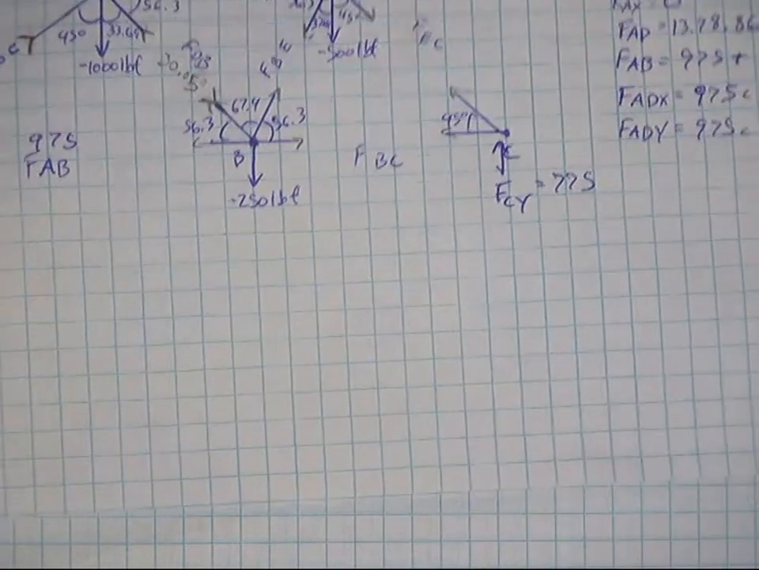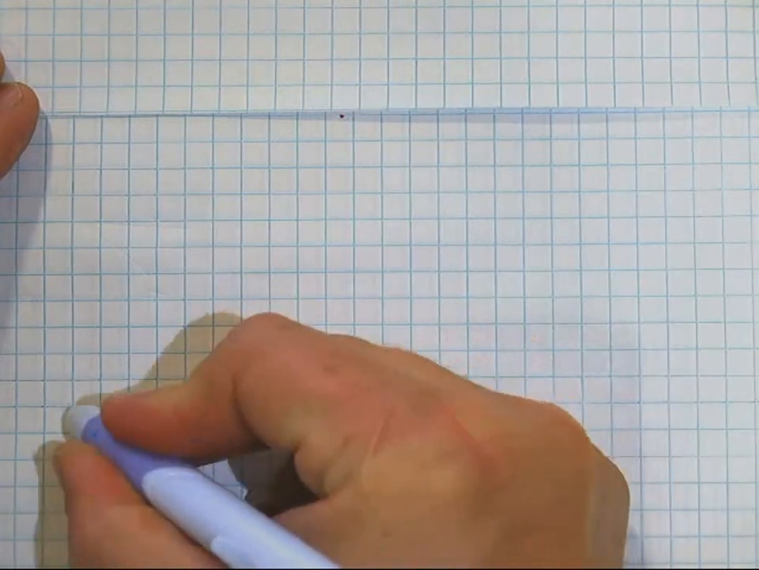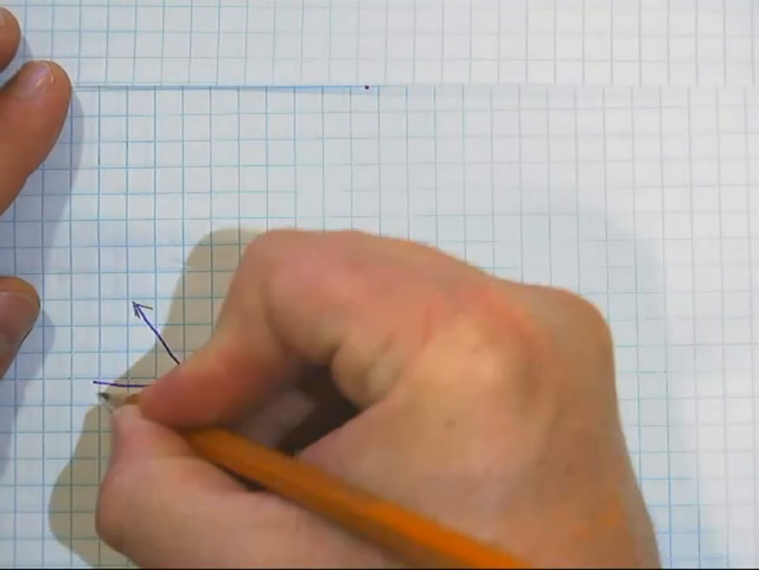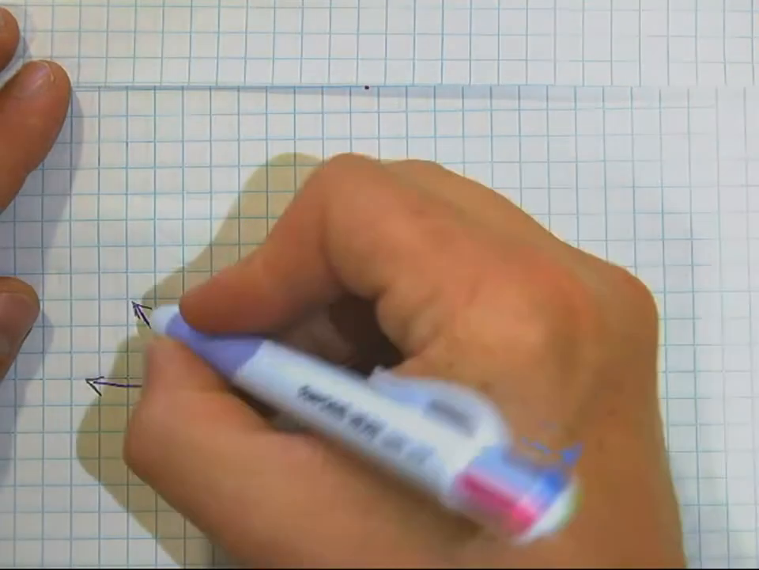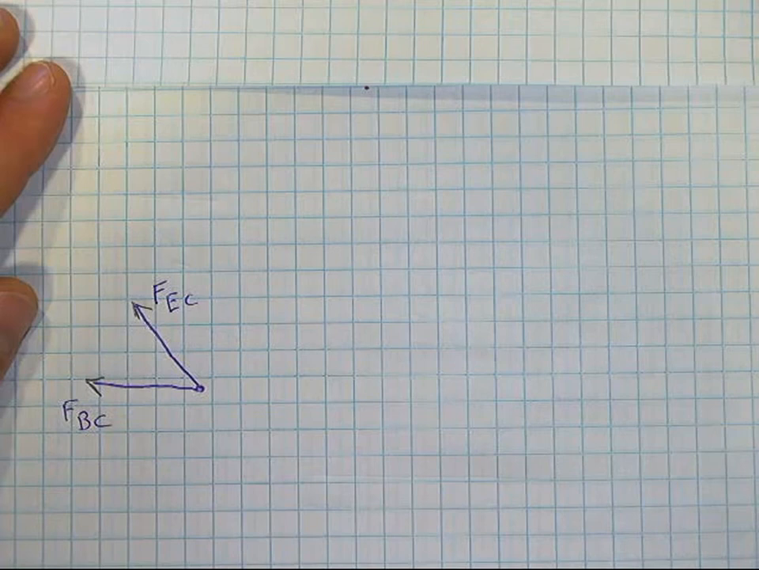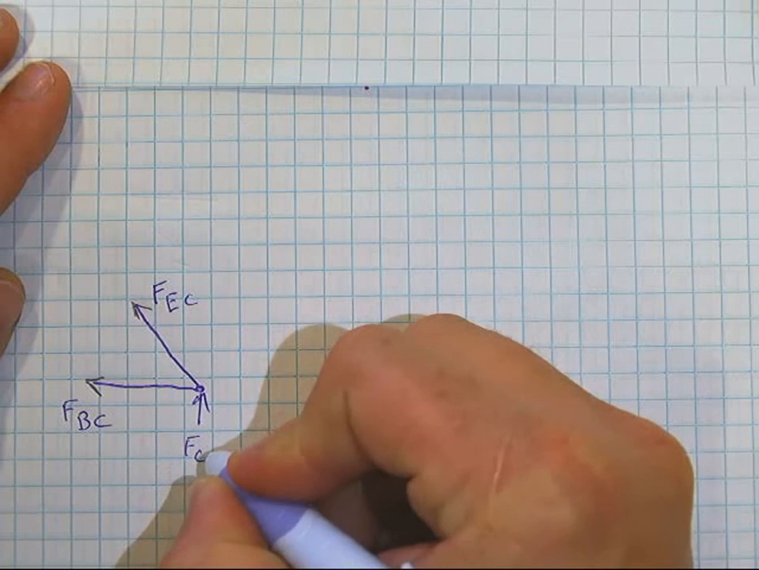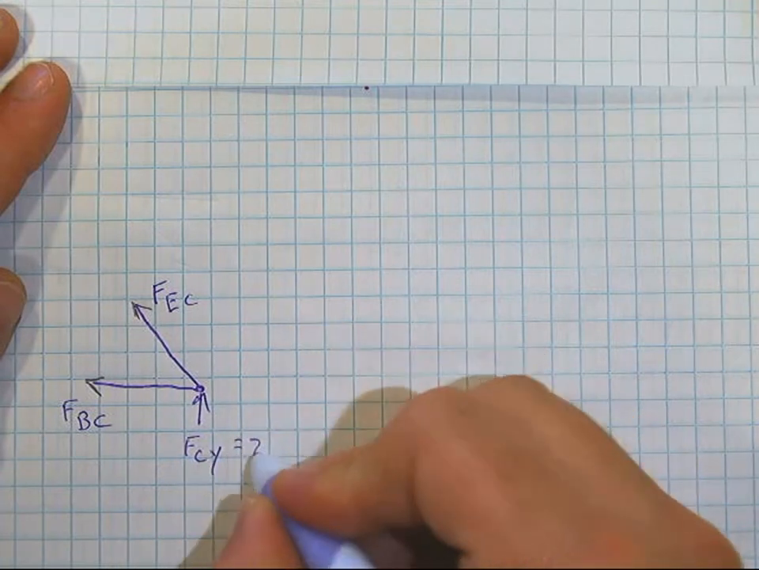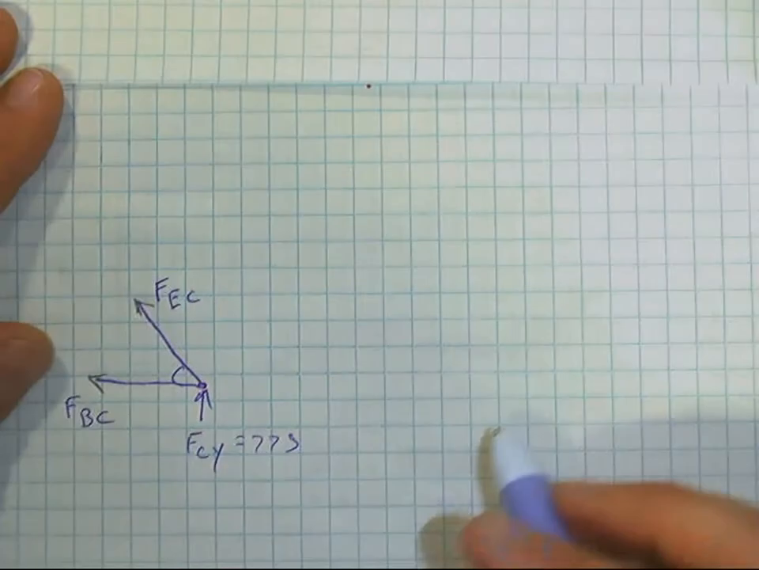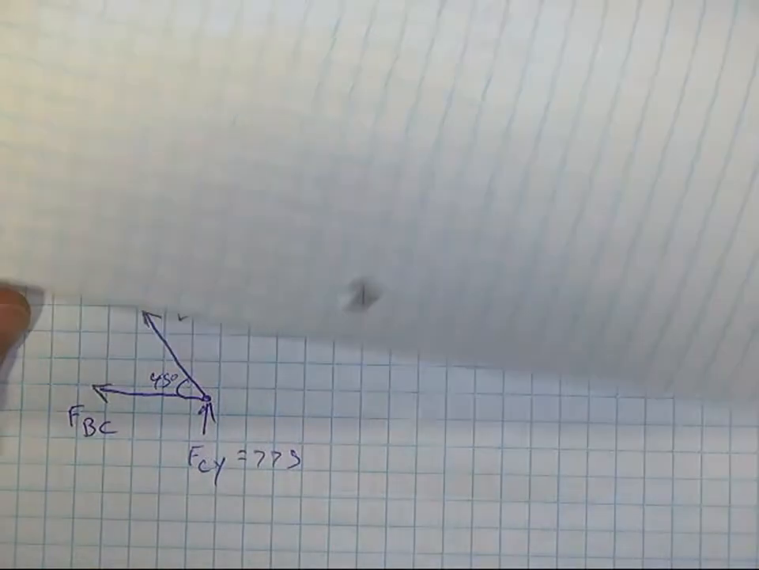All right, so we got C. We're going to go ahead and do our free body diagram for C. So we're going to go ahead and draw it. Okay, so we got C right here. We have two forces, right? We're assuming that they are in tension, and that is FEC, and we have FBC. Those are our two forces that we're going to be solving for. We also have FCY, and that's going to be 775. And our angle here is 45 degrees. Okay, so that is our angle.